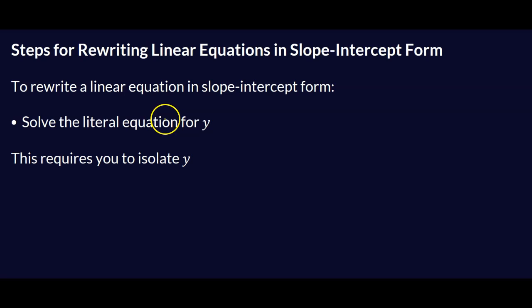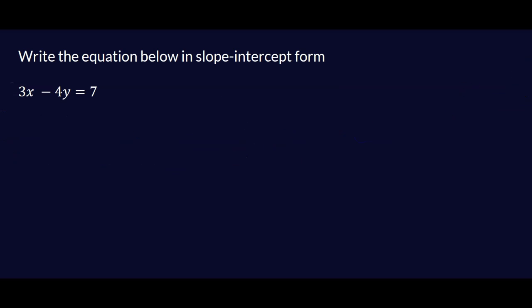So how do we go about rewriting linear equations in slope-intercept form? It's just the same as solving the literal equation for y. So we're just trying to isolate y. That's all this is about. So we look for a way to isolate y. So let's do some examples.